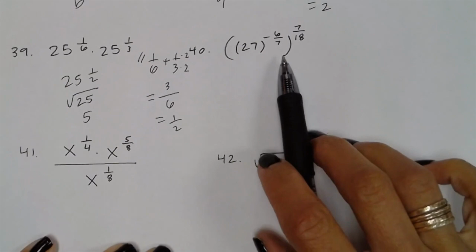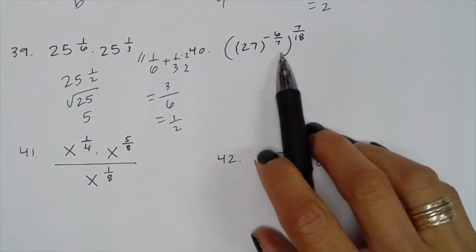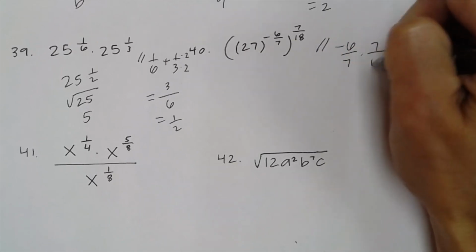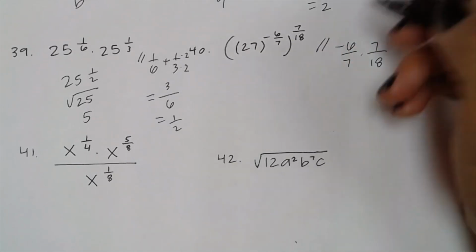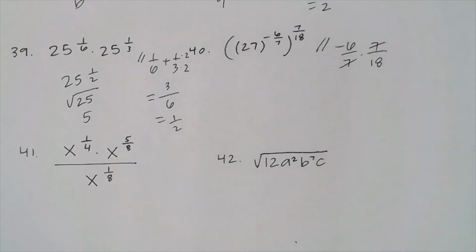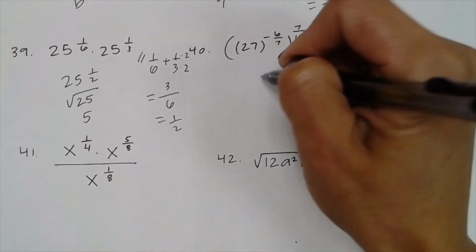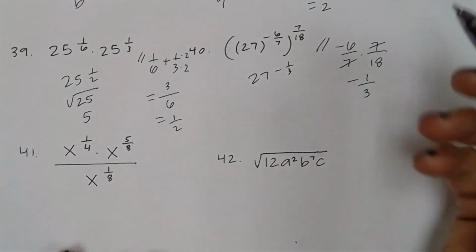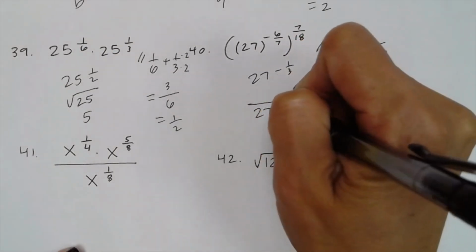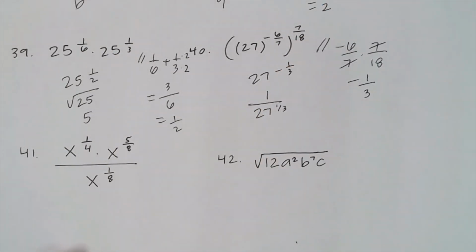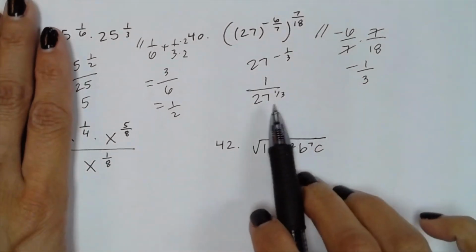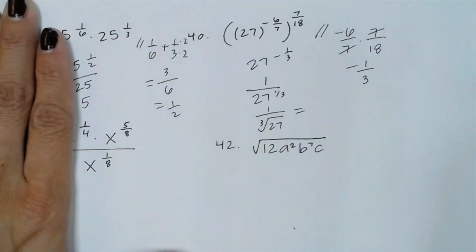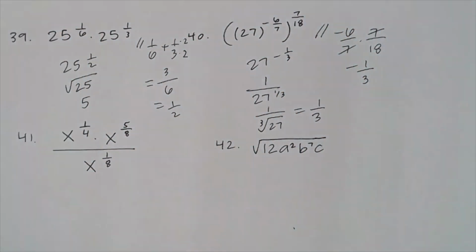For number 40, we have a power to a power, so we're going to multiply. So when we multiply -6/7 by 7/18, you notice that the 7 and the 7 reduce, and then also the 6 and the 18 reduce, leaving -1/3. So you end up getting 27 to the -1/3. So 27 has a negative exponent, so we're going to move it to the bottom of a fraction, and then it becomes a +1/3, but you leave a 1 on top. And then finally, we're going to take the cube root of 27. So the cube root of 27 ends up being 3, so you get 1/3 as your final answer.